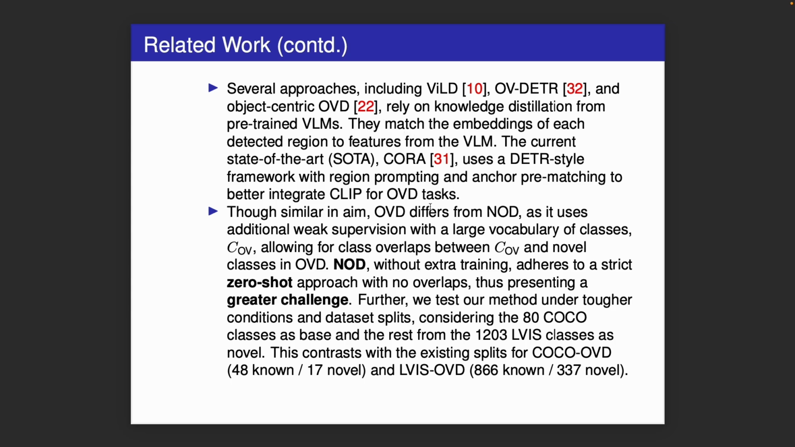Though similar in name, OVD differs from our task of novel object detection, as OVD uses additional weak supervision with a large vocabulary of classes, allowing for class overlap between base and novel classes in OVD. However, we do not perform any such extra training, and we also adhere to a strict zero-shot approach with no overlap. Thus, ours presents a greater challenge.